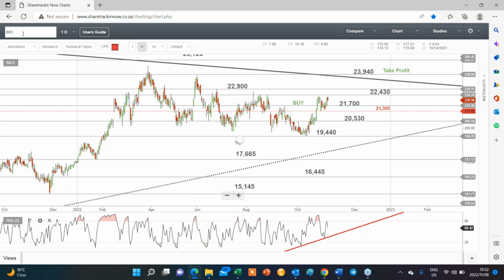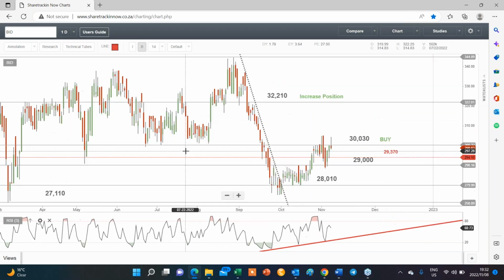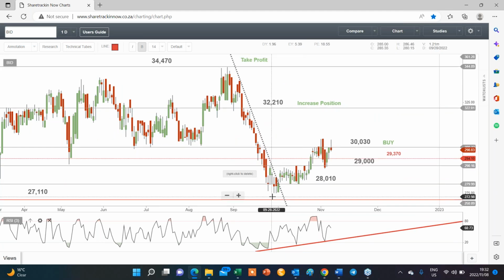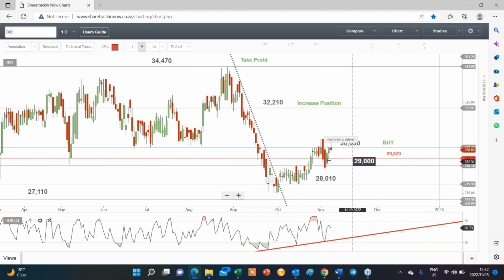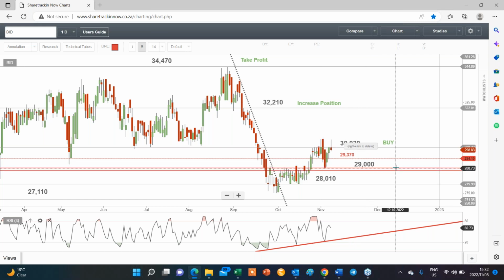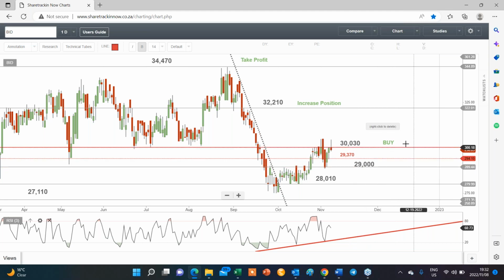The ID. That's broken out of this bear trend that it's in, and we're seeing it form these rising bottoms. So the buy level there is at 313. Stop loss is at 293.70. So that's where you would buy.